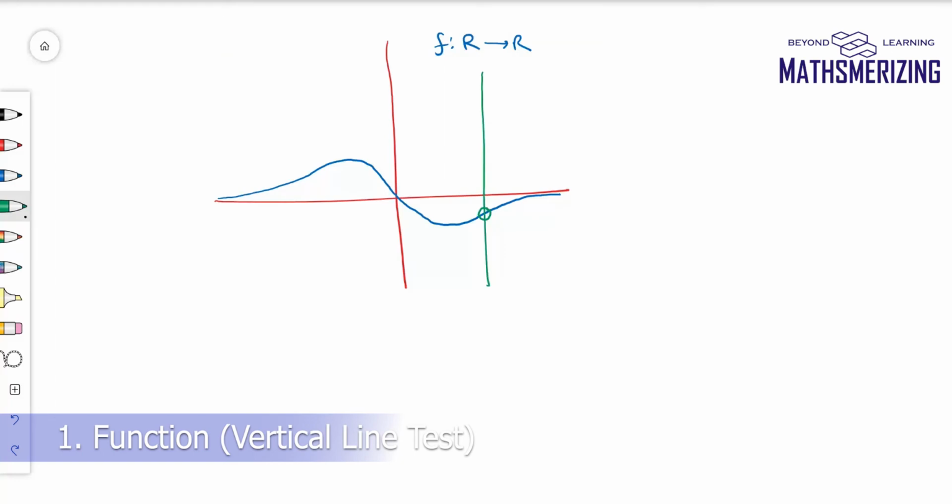I'll draw a vertical line and I'll mark its point of intersection. Now I'll move this line along the domain of the given function. So there are two conditions. First condition is, for each and every point, there must exist an image.